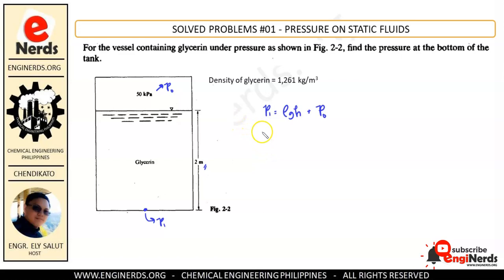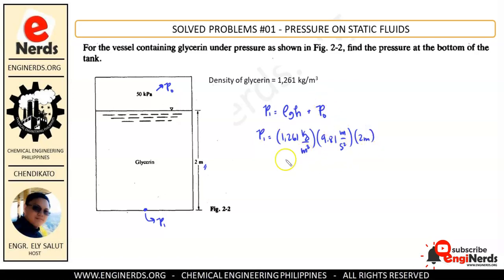Okay, so let us now start solving for that pressure. Okay, so unahin natin yung density, no? So ang density ng ating glycerin is 1,261 kg per cubic meters. And then we'll multiply this sa ating acceleration due to gravity, 9.81 meter per second squared. And then, our height is 2 meters.